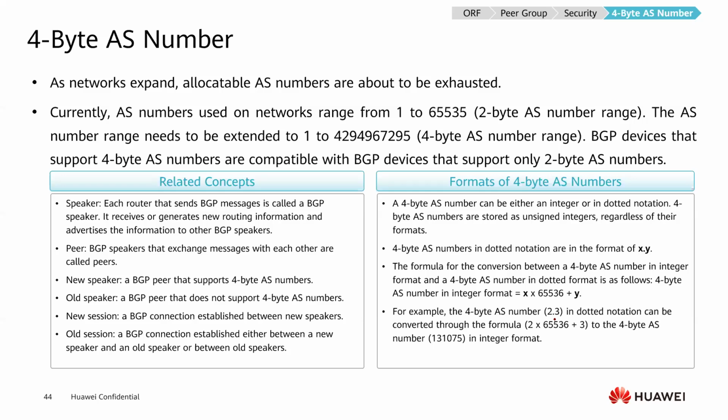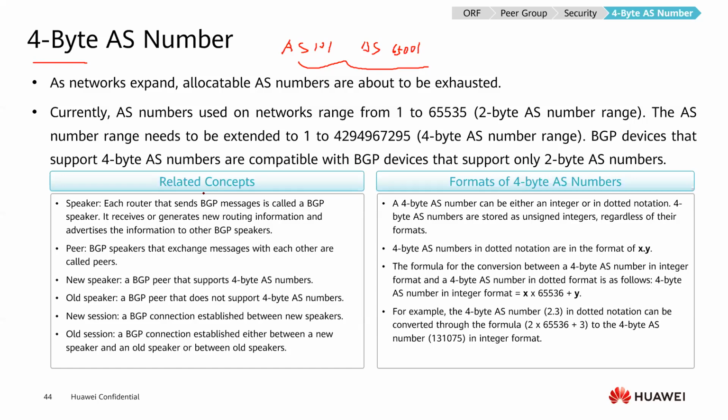As usual, we use the 2-byte AS number, just like AS101, just look like this, right? And with the expansion of the network, the AS number also needs to be expanded. So we expand the AS number to 4-byte. And for the 4-byte, we will introduce the 4-byte number now.